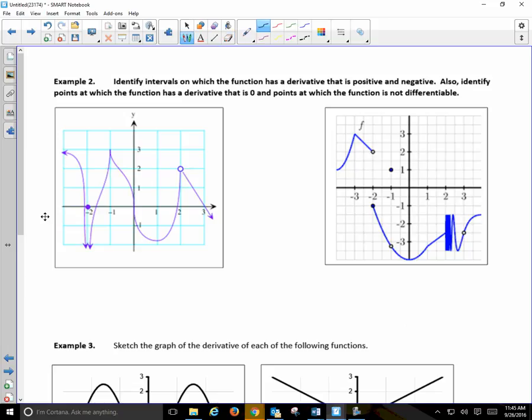So we're going to do a number of things here. First of all, I'd like you to look at this first function, and I'd like you to identify where it's not differentiable. What x values is it not differentiable at? -2. Why? It's discontinuous. Where else? -1. Why? It's a corner. 0. Vertical tangent. Where else? At 2, it's discontinuous at 2 as well. Very good.